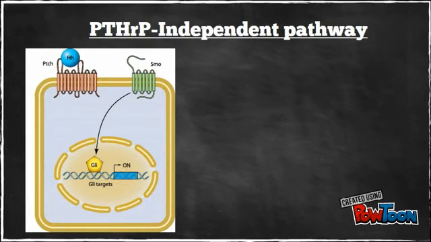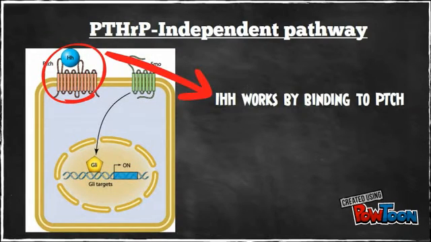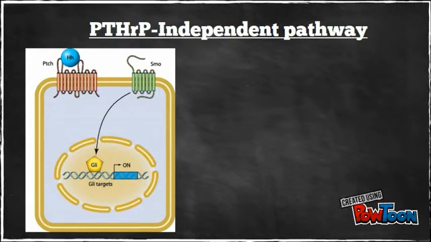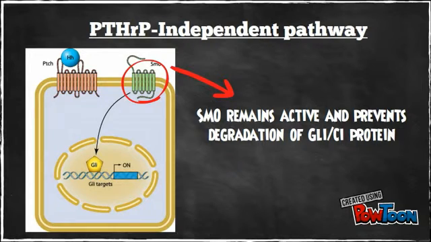In PTHrP-independent pathway, the Indian hedgehog works by binding to the patch protein. The shape of the patch protein is then altered and hence would not be able to inhibit the smoothened protein. The smoothened protein then remains active and prevents the degradation of the Gli protein.